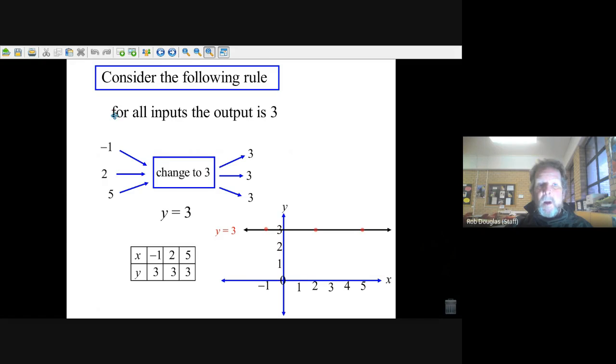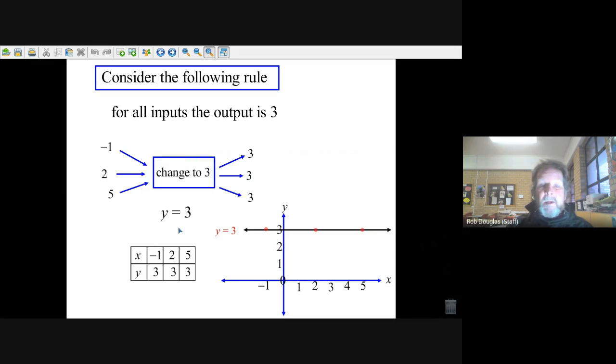The first one was just a rule. What if the rule was this, that for all inputs, no matter what you put in, the output is 3? Well, we could try different numbers, and you could choose any numbers you like, but say you chose -1. The rule is, we take -1, we're supposed to change it into 3. So -1 turns into 3. 2 turns into 3. 5 turns into 3. Any number turns into 3.